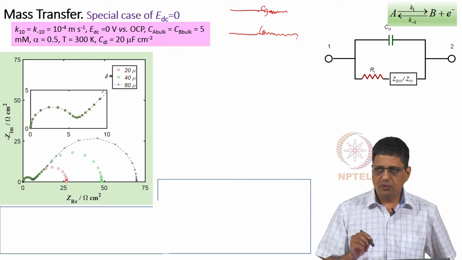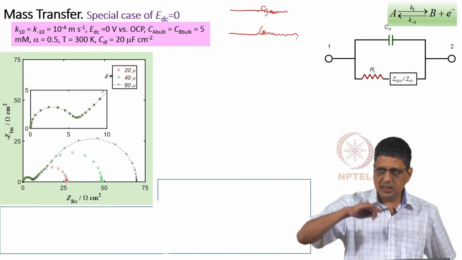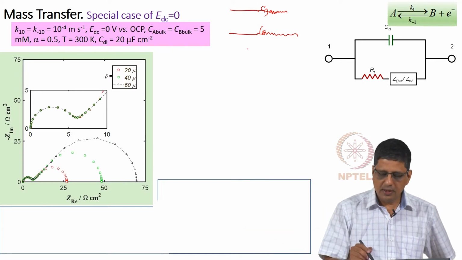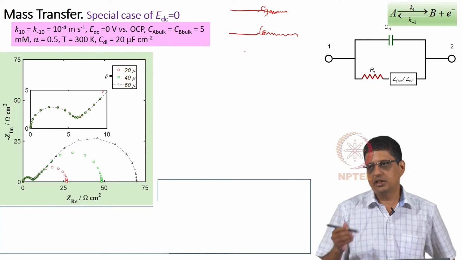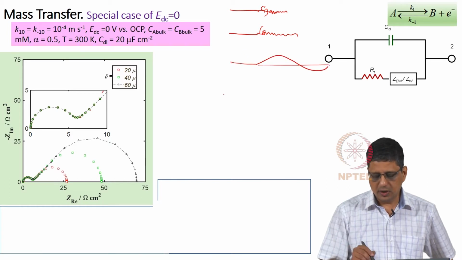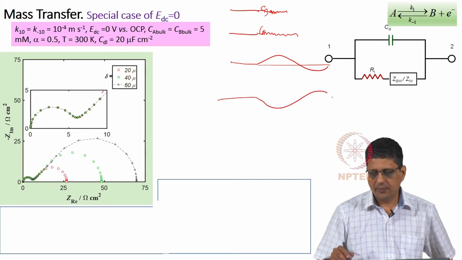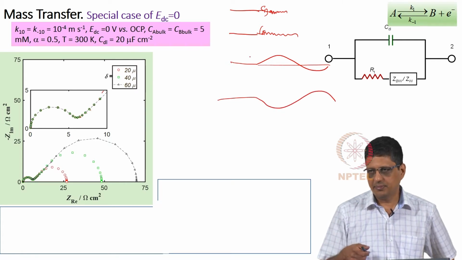If I apply a slow frequency, potential changes to the same maximum extent, but it increases slowly and decreases slowly. That means the concentration fluctuation can also change. It will go like this. Of course, when B increases, A will decrease, but it can keep up.